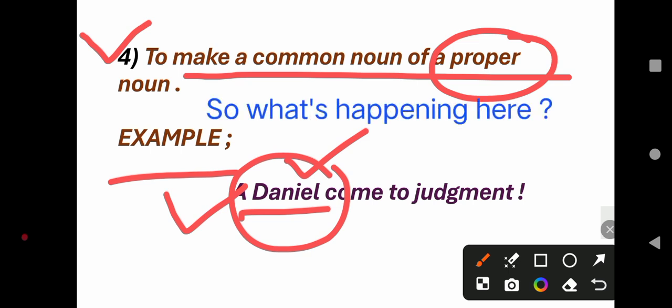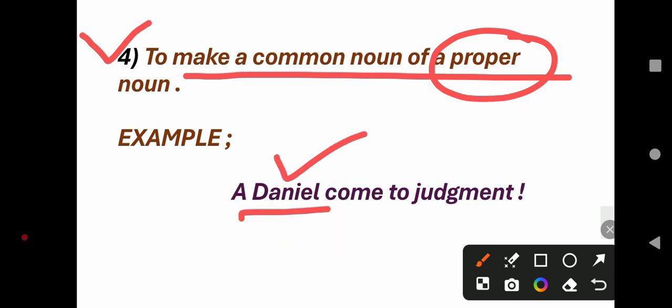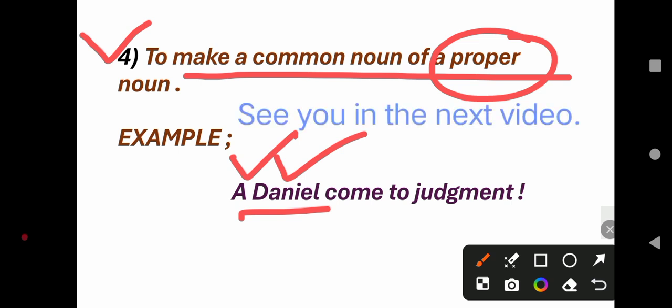Understand? So what's happening here? We take a proper noun like Daniel, we add "a" before it, and we use it as a common noun to describe someone who has similar traits. Understand? I hope you understand the use of the indefinite articles.